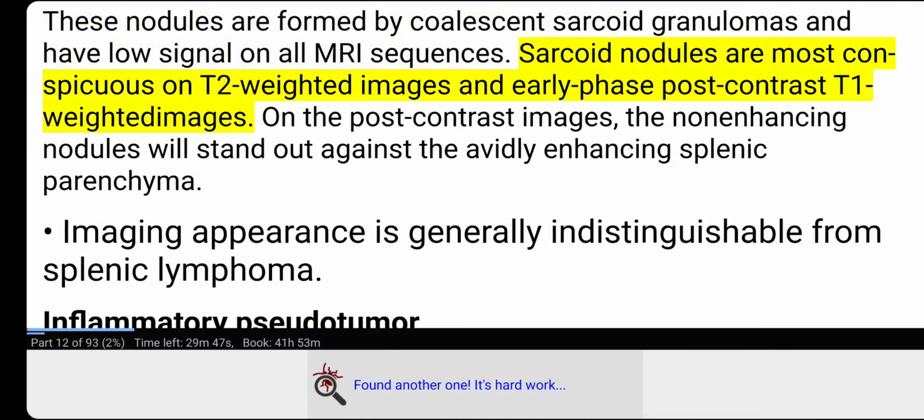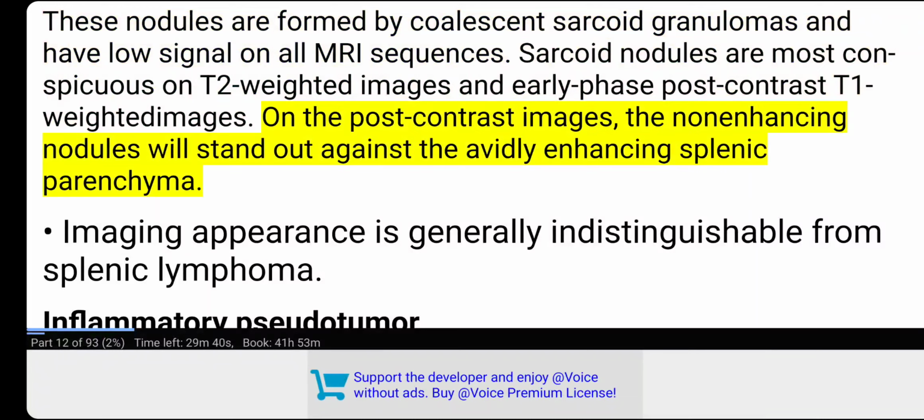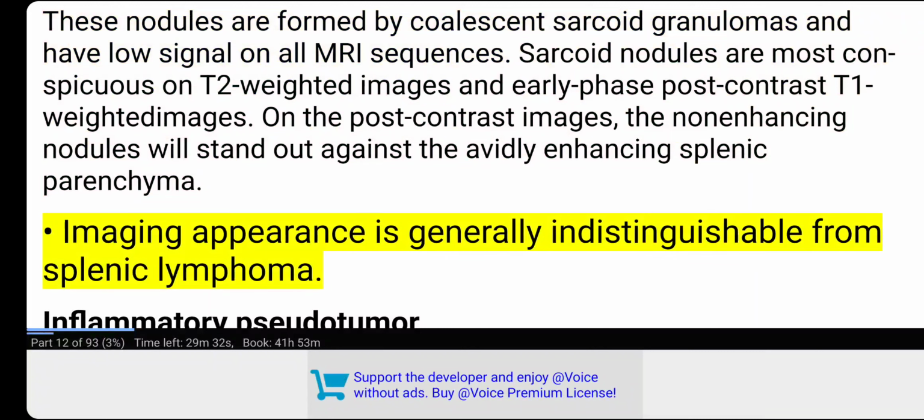Sarcoid nodules are most conspicuous on T2 weighted images and early phase post-contrast T1 weighted images. On the post-contrast images, the non-enhancing nodules will stand out against the avidly enhancing splenic parenchyma. Imaging appearance is generally indistinguishable from splenic lymphoma.